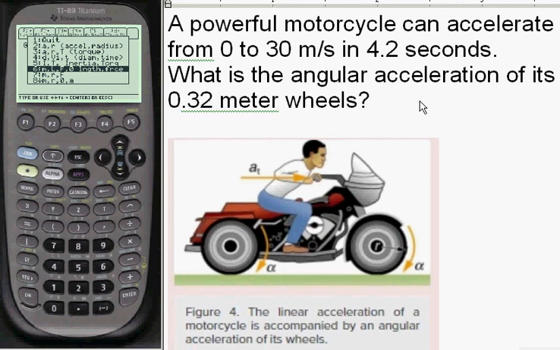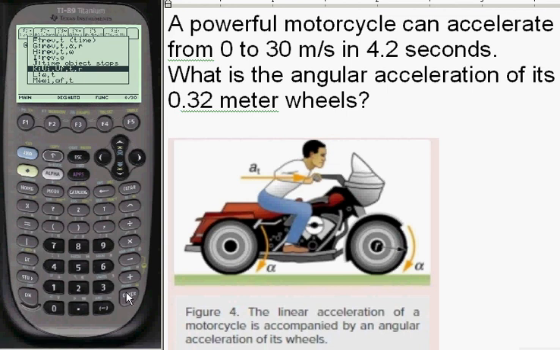Now I always recommend you go here on the side and say, well, let's see, initial velocity is 0. VF, final velocity, is 30 meters per second. T is equal to 4.2 seconds, and R for radius is equal to 0.32 meters. Okay, so you put that on the side of your test problem here, then you know exactly what you're looking for in my menu. So we would scroll down here to initial velocity and final velocity, time and radius.